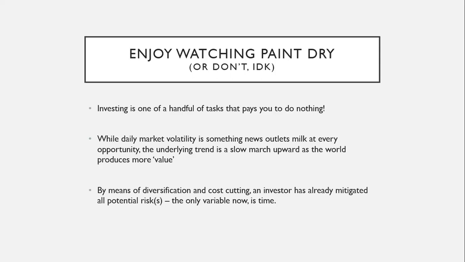So, daily market volatility is something that news outlets will milk at every opportunity they get. They'll say SPY, or the S&P 500 index, has hit its all-time high, and they'll keep milking that news until the next 2% or 5% drop comes around. But the underlying trend beneath all these daily movements is a slow march upwards as the world produces more value.